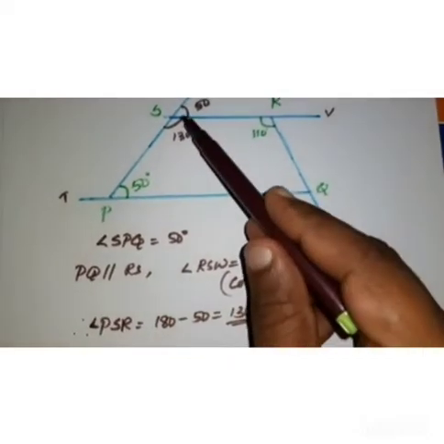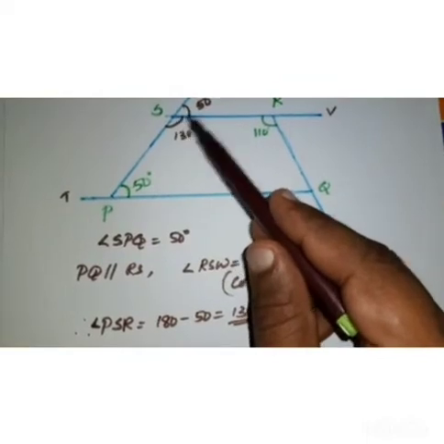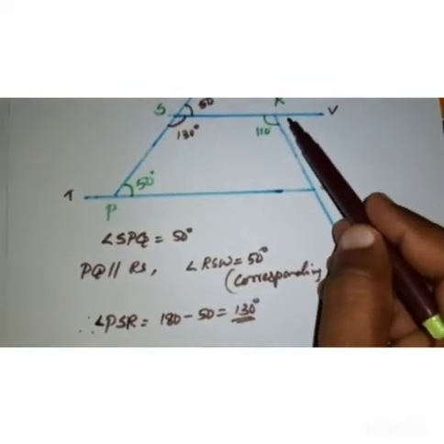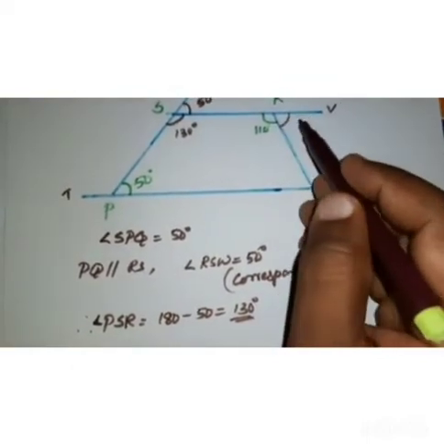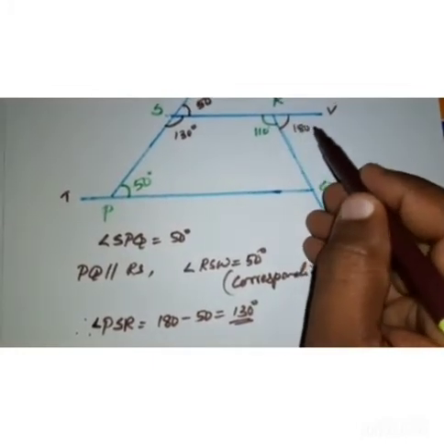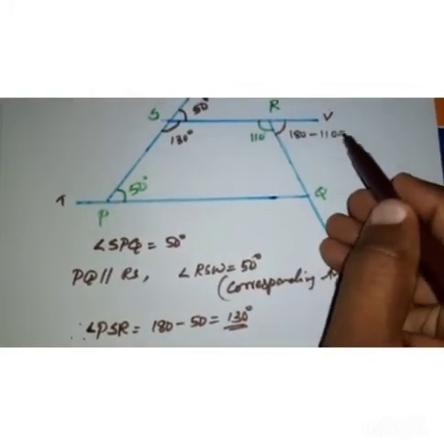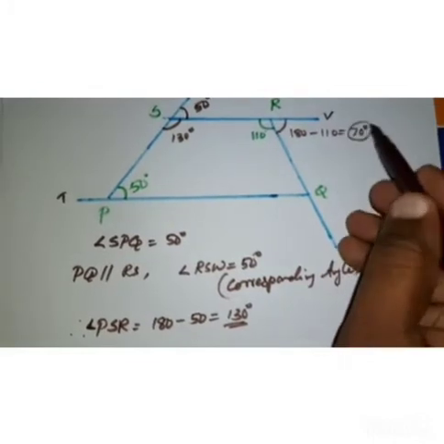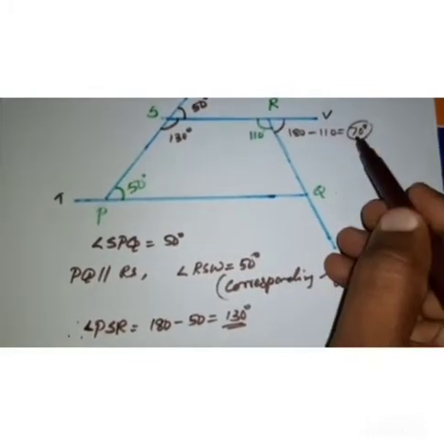Then the outer angle of R, this one. How will you find out this? 180 minus 110. How much will you get? 70 degrees. So this angle is 70.